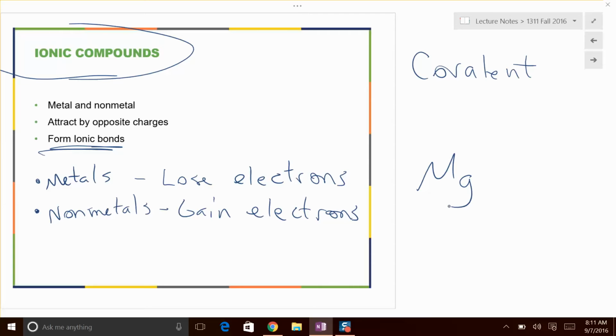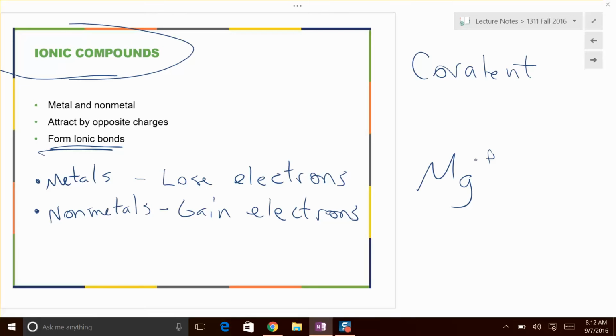The only thing it can do is lose or gain electrons. So if it loses electrons, it becomes positively charged. If it gains electrons, it will become negatively charged. So you kind of got to think about it backwards, right? Plus is minus, minus is plus. I lose electrons, I gain a positive charge. So the metals do that.